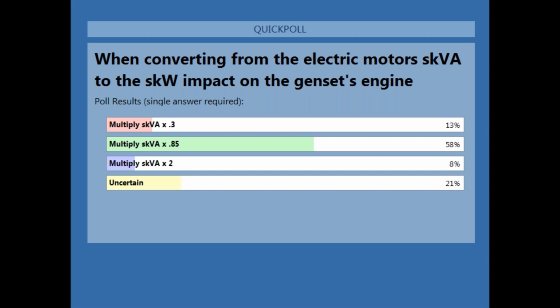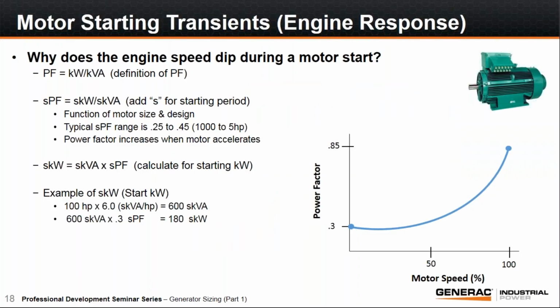So in the starting phase of a motor, there's very little mechanical work going on. The end result is we're rushing all of these amps into the motor, and most of those amps are kVAR. So it's actually a very low power factor event when we're starting. Multiplying the start kVA by 0.3, which is the starting power factor, will give us the start kilowatts.